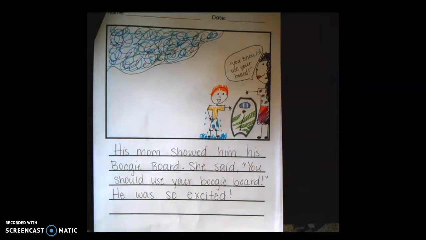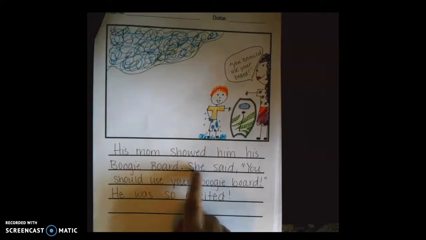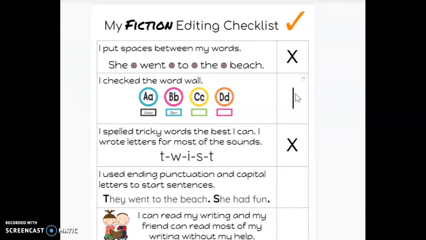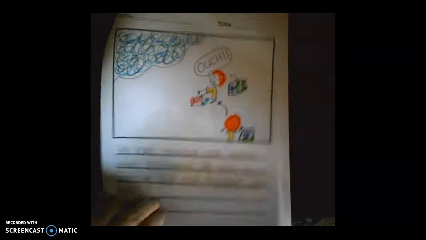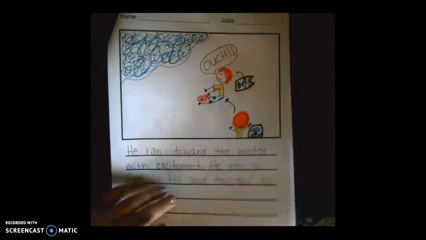His mom showed him his boogie board. She said, you should use your boogie board. He was so excited. Now look at my word wall words. I used my word wall words that I know to help me spell this. There we go. He ran toward the water with excitement. He ran so fast, he fell and twisted his ankle. Now I notice that I started my words here with capital letters. And look, I added some labels to my writing.